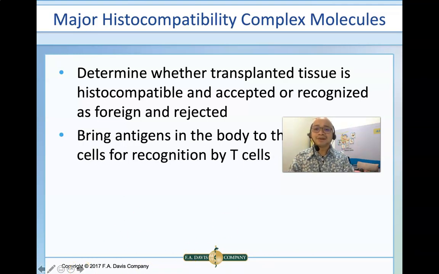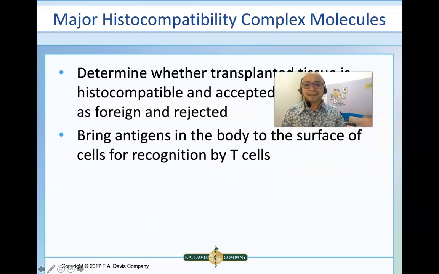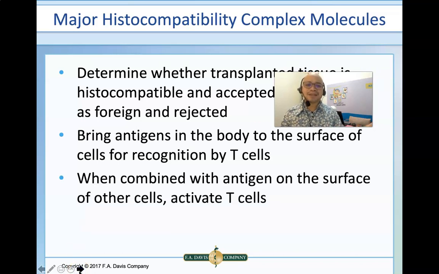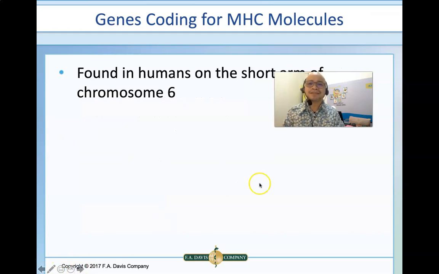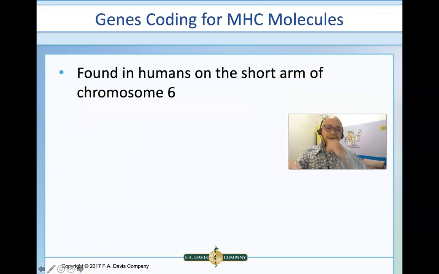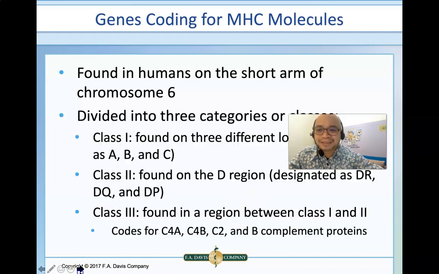Major histocompatibility complex molecules will bring antigen in the body to the surface of the cells for recognition by T cells. And when combined with antigen on the surface of the cells, it will activate the T cells. So, what are the genes coding for MHC molecules? Take note that the genes that encode for MHC molecules are found on the short arm of chromosome number 6.